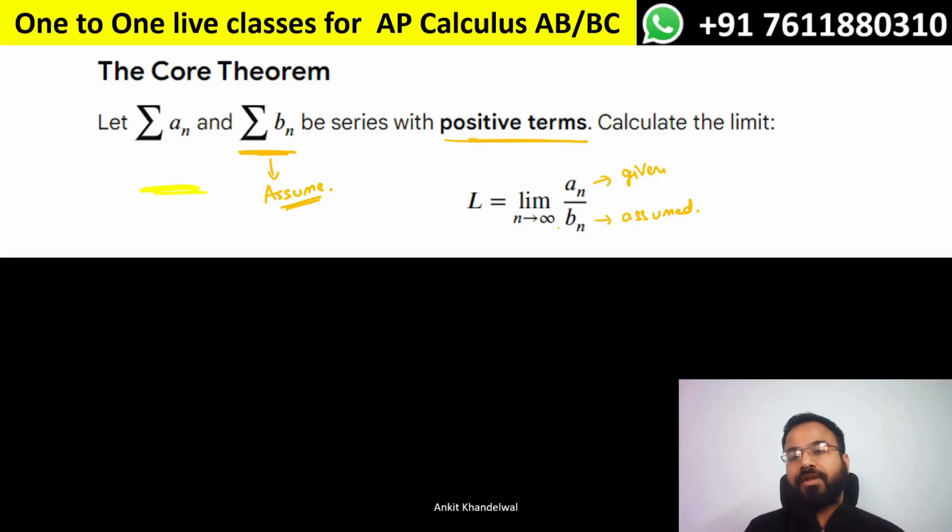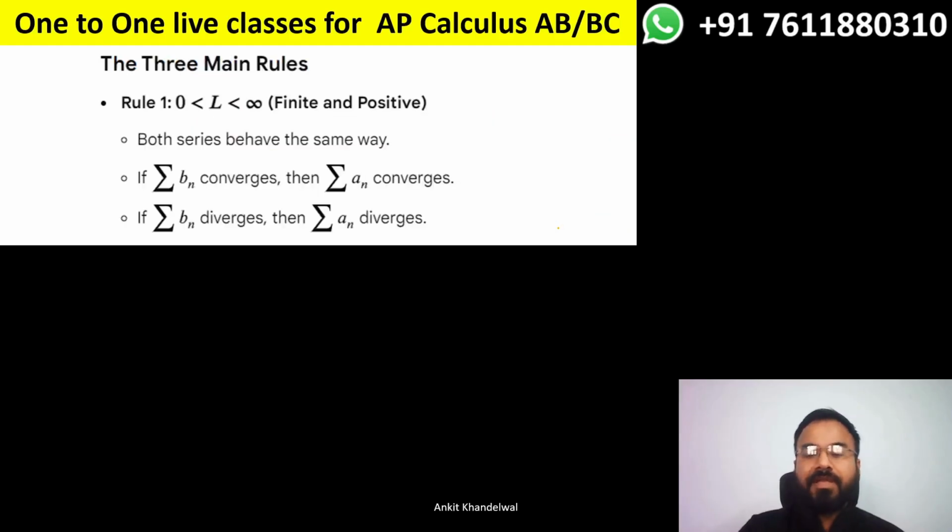Now when we calculate this, we are going to have three possible results. The first result is if the limit comes out to be between 0 and infinity, that is, finite as well as positive. Then both the series behave in the same way. If the assumed series converges, then our given series also converges. If the assumed series diverges, then our given series also diverges. That is the first result.